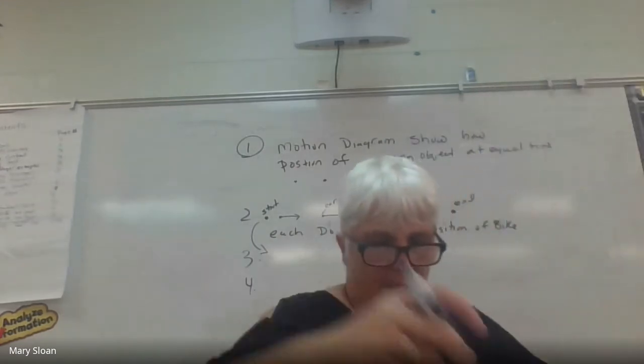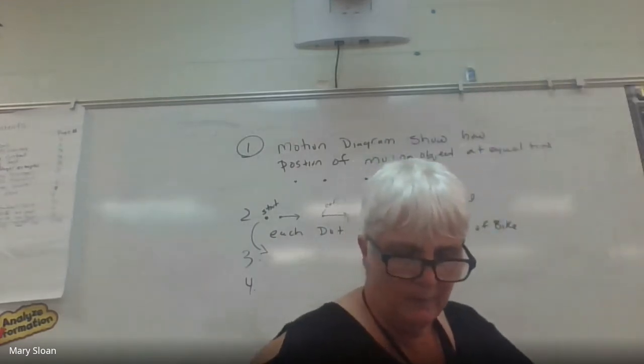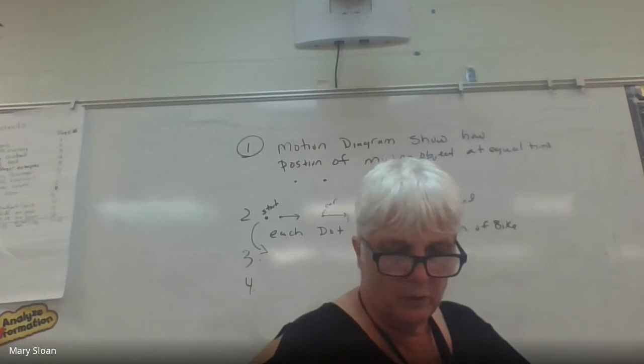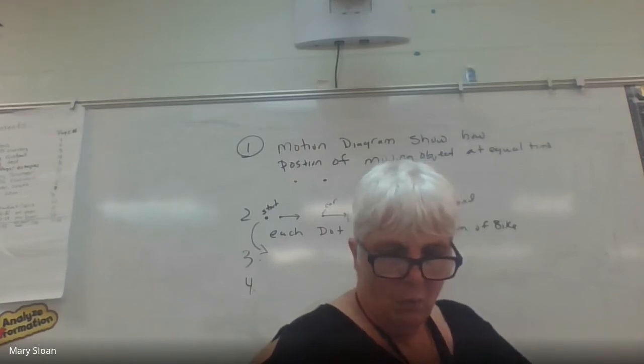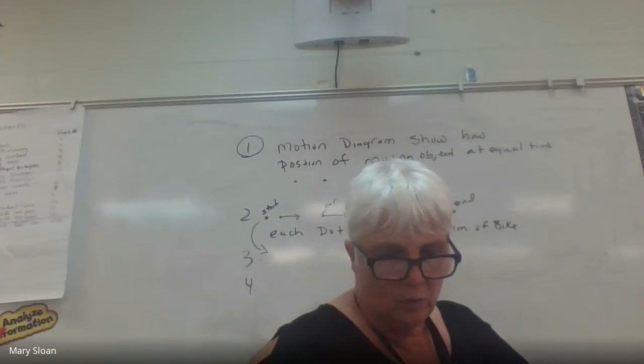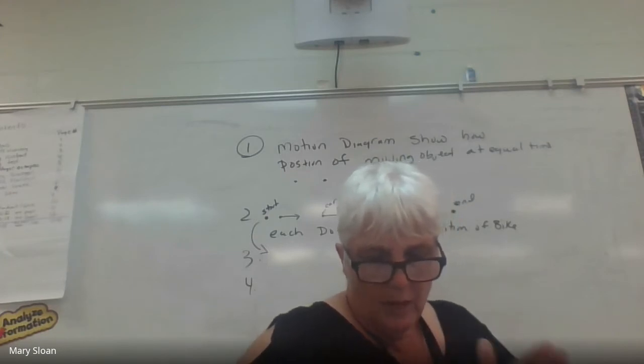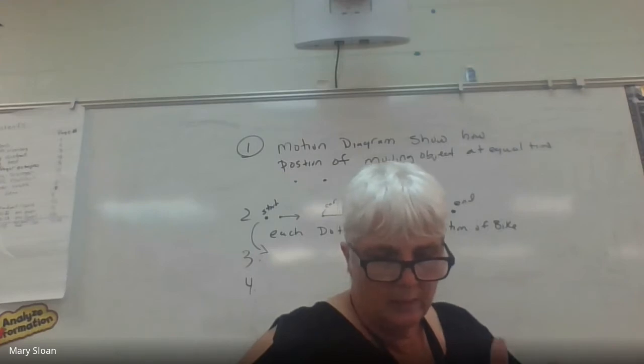Number 4 says, motion diagram of a bird. Draw a particle model motion diagram corresponding to the motion diagram in figure 5 for the flying bird. What point on the bird did you choose to represent the bird?